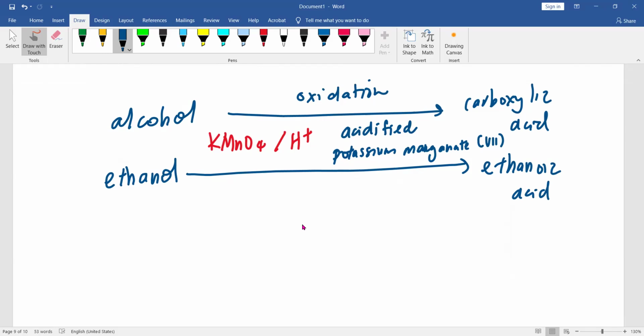Ready? Okay, the second one is very easy. You just use bacteria. You just leave it for the bacteria to do their job, and they will take ethanol and change it into ethanoic acid. It's called vinegar. Ethanoic acid is the main ingredient in vinegar. So bacteria will just do aerobic respiration and change it to vinegar.